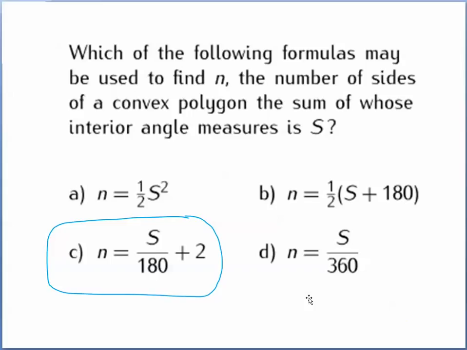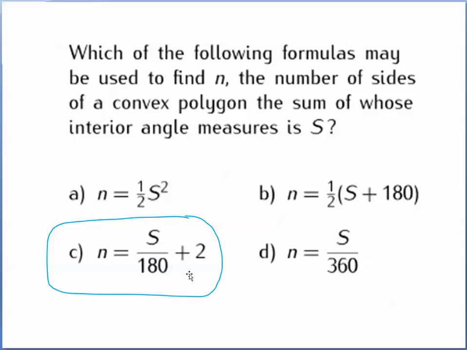Well, it turns out that the correct answer on this one was n equals s divided by 180 plus 2. Let's work an example. You know that the number of sides on a triangle is 3, and the total number of degrees in a triangle is 180. So 180 over 180 is the same thing as 1. 1 plus 2 is 3, and so this checks.